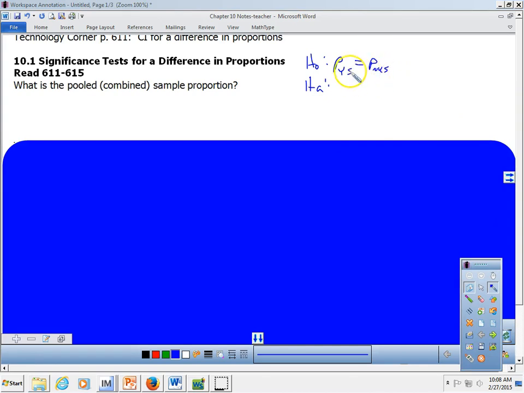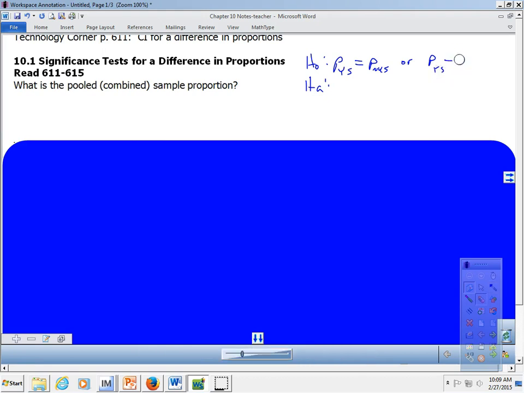So if I subtract the P of NYS from both sides, we could write it as the P of YS minus the P of NYS, and that difference would be 0. So we understand that if there's no difference, then when we subtract those proportions, we're going to get 0, or if we're going to set them equal to each other, either one is fine.